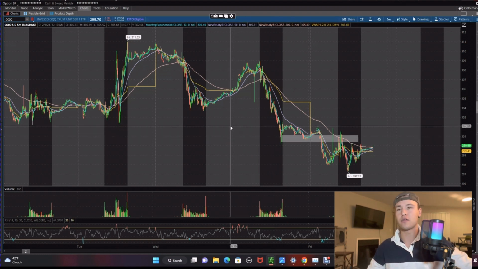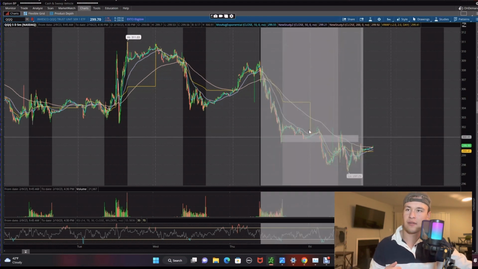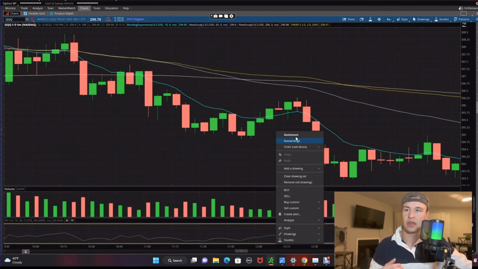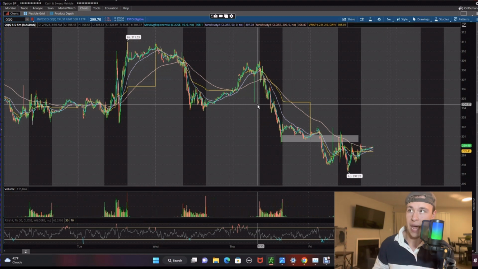Okay, so if we're looking at my chart here, obviously you guys can notice a few things right off the bat. I use the indicators of the exponential moving average. I use 10, I use the 50, and I use the 200. I also use the VWAP as well. And then you can notice at the bottom, I use the RSI.